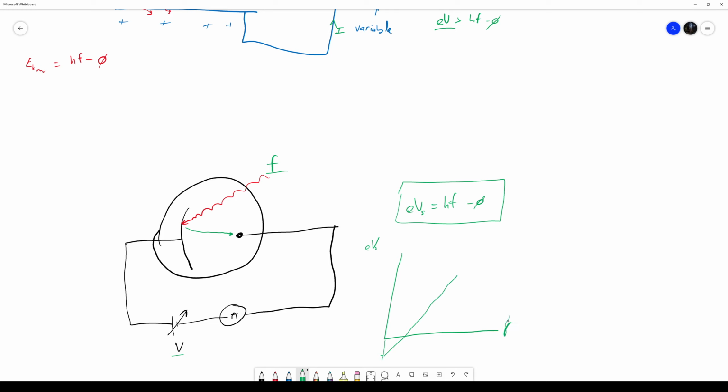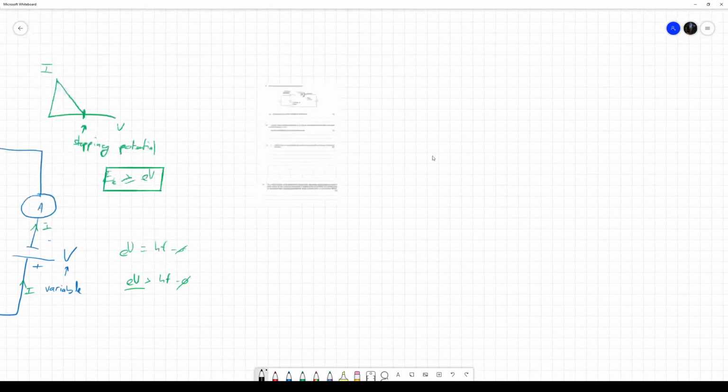This is the frequency of the light I'm using. Happy days, and this intercept here is the work function, in electron volts, and the gradient of this is Planck's constant. So that's why this is such a common experiment, a common context for questions like that. So that is stopping potentials.